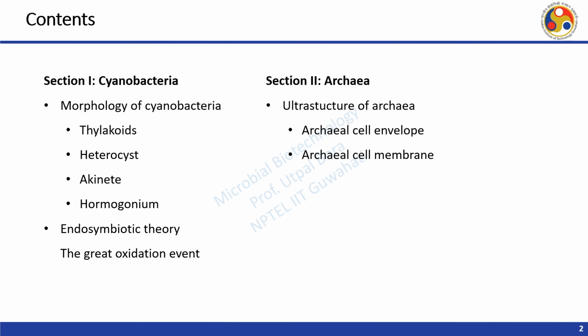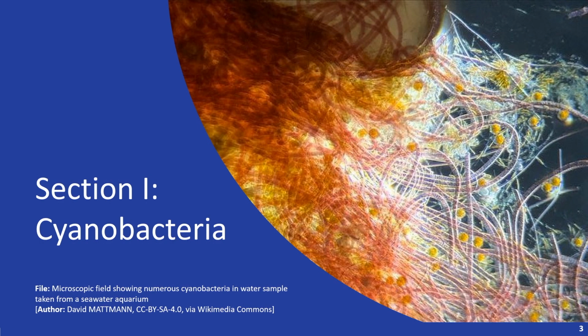We will start with the morphology of cyanobacteria, then also discuss a little about the endosymbiotic theory and the great oxidation event. Under archaea, we will be discussing the ultrastructure of archaea, which includes the archaeal cell envelope and the archaeal cell membrane. So, let us begin with a discussion of the cyanobacteria.